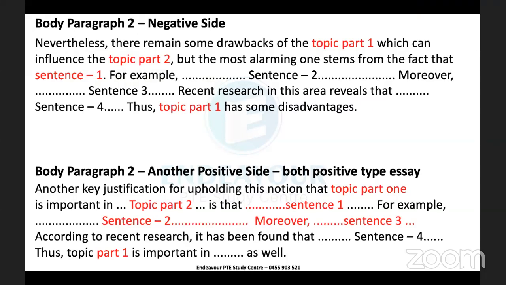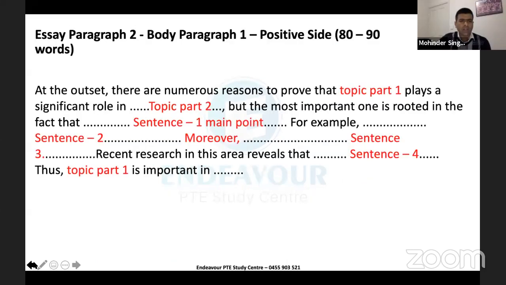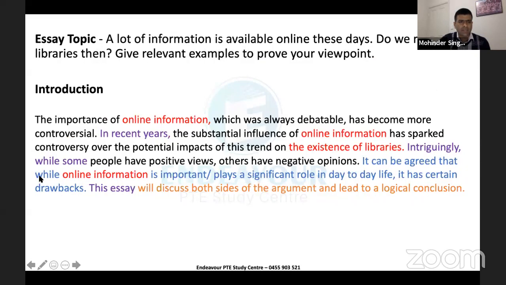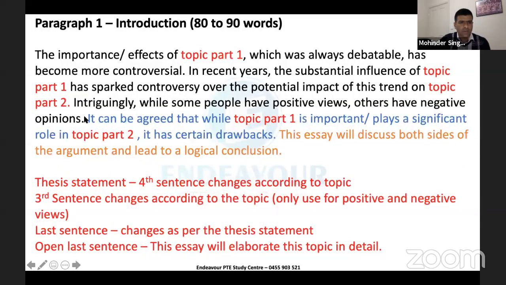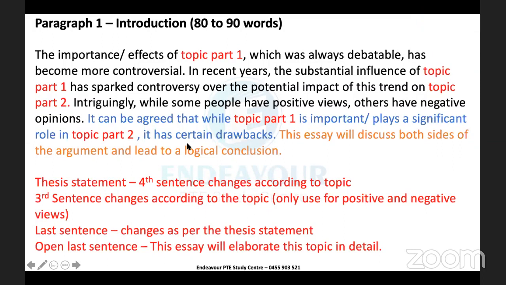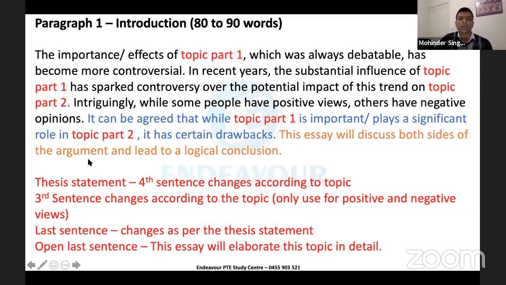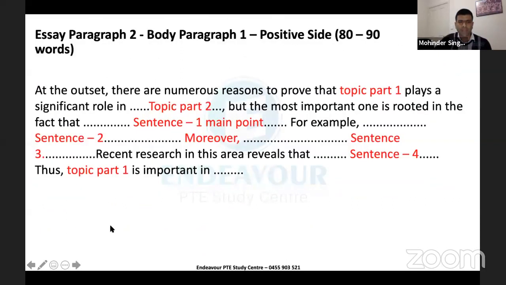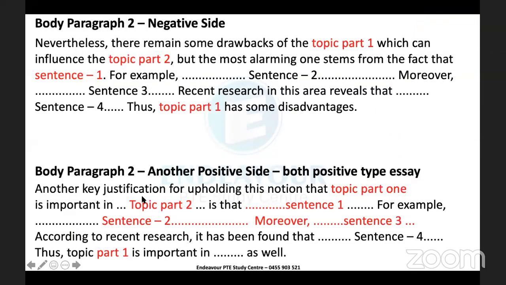In the essay topics in which you are discussing both points, in the thesis statement you're telling them that this essay will discuss both sides. You're saying, it can be agreed that while blah blah blah, comma, it has certain drawbacks. So this drawbacks part will go in the second body paragraph. And in the essay topics in which you're only discussing advantages, you will say it can be agreed that topic part one has many advantages. In that case, you discuss the first advantage in the first paragraph, and then you discuss the second advantage in the second. Yeah, that makes sense.